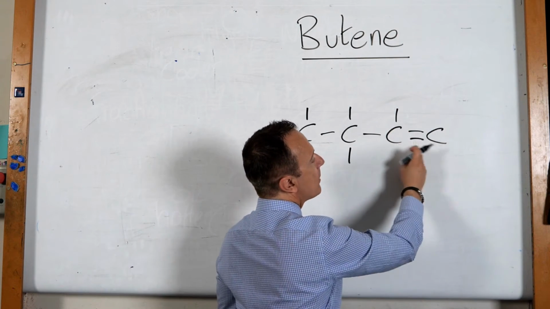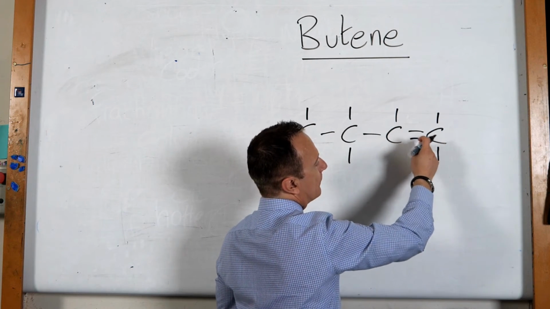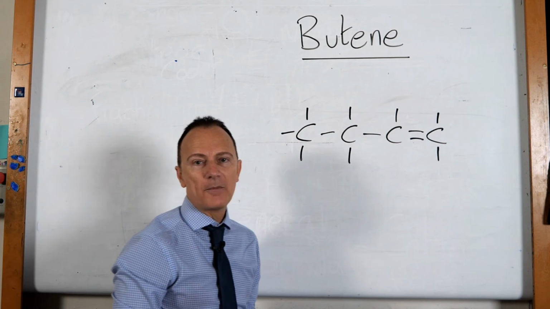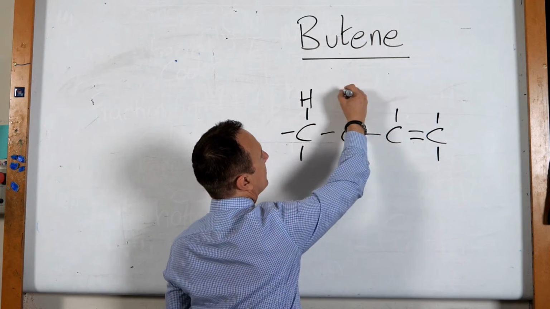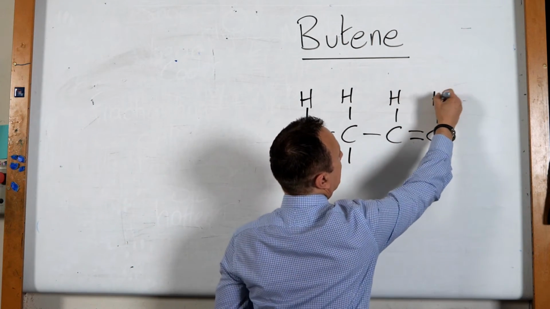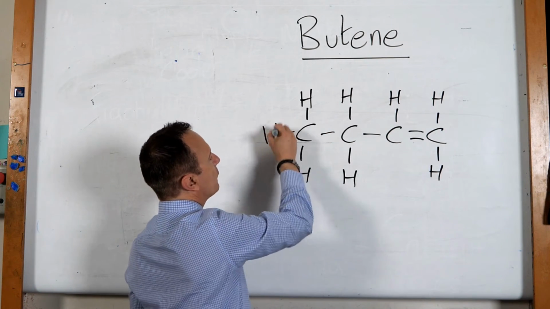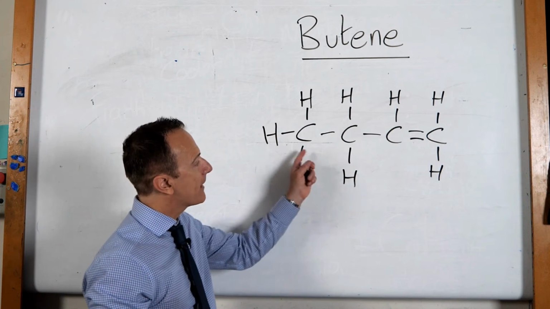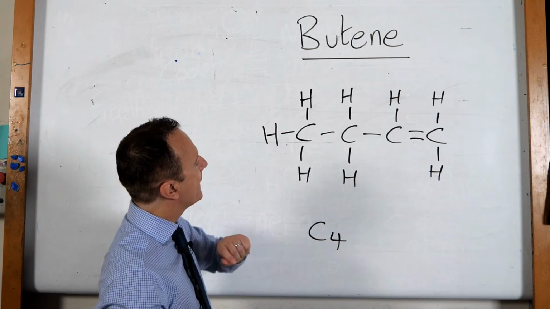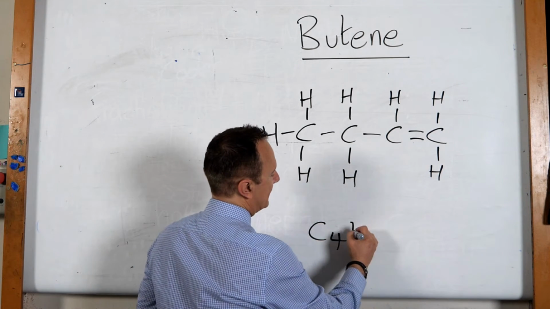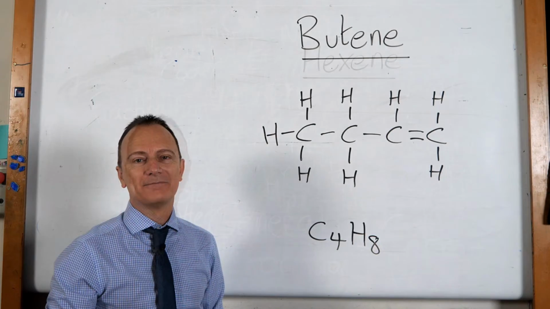This one's making 2 covalent bonds. So let's give it 2 more. Now it's making 1, 2, 3, 4. It's a hydrocarbon. We've drawn the carbon atoms. So now we need to draw in the hydrogen atoms. And this will complete the displayed formula of butene. Now, if we want to also write the molecular formula, we count up the number of carbon atoms. There's 4. And if we look at how many hydrogen atoms there are, there's 8. So C4H8 will be the molecular formula.